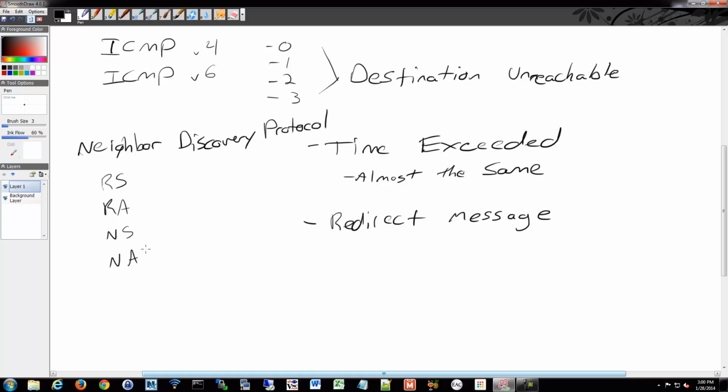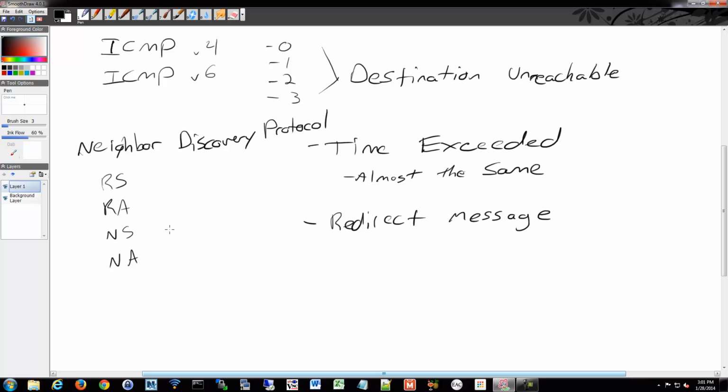Router solicitation we talked about. When a host wants to use SLAAC, the host will send a router solicitation message looking for its configuration. In return, it'll receive a router advertisement sent by the router, and it'll provide that prefix information and such. Neighbor solicitation and neighbor advertisement are used for address resolution and duplicate address detection. So it's similar to ARP, address resolution protocol in IPv4.